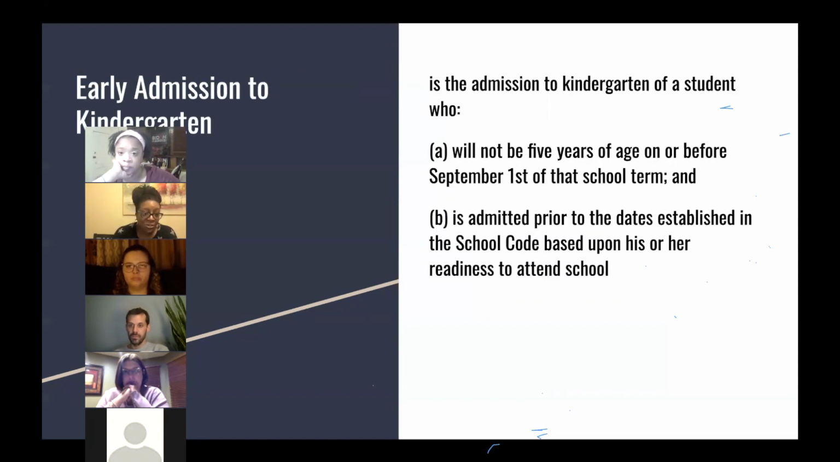So early admission to kindergarten, and we're going to talk about both, is the admission to kindergarten of a student who will not be 5 before or on September 1st of the school year. So if we're talking about next year, we're talking about a student not being 5 on or before September 1st, 2021. This also means that the student is admitted prior to the dates established in the school code based on what we think is his or her readiness to attend school. So we're able to make those decisions based on data to allow a student to enter kindergarten early.